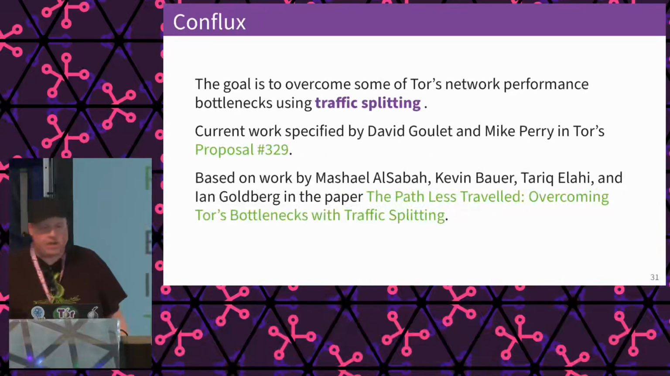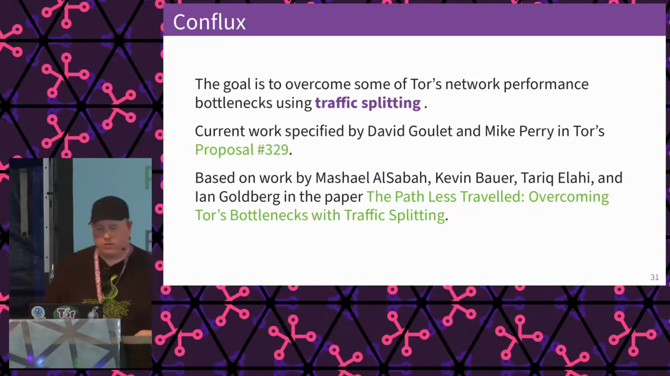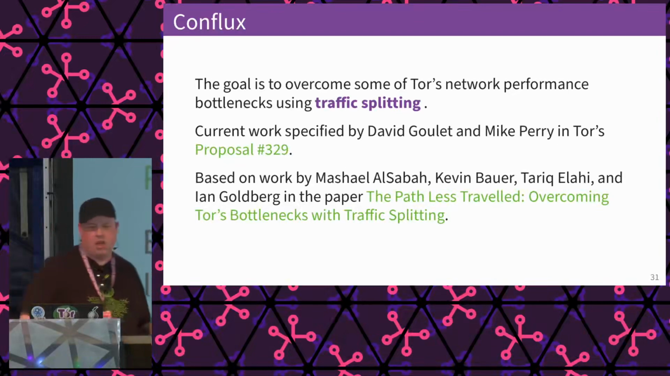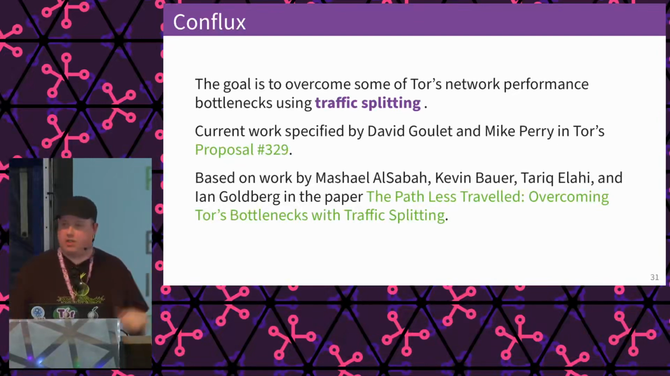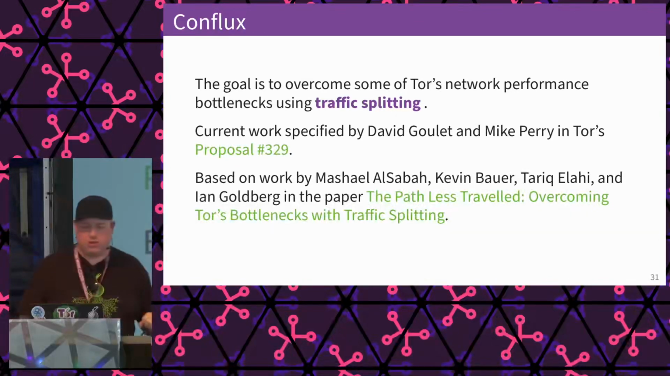Another thing we're going to look at is something called conflux. The idea here is to add one more layer to Tor, which should ideally help us with some of the network performance issues or bottlenecks. It is a technique called traffic splitting. We have a proposal for it, and we have the paper originally written by the researchers who did this, and it's worth a read if you're interested in that kind of stuff.